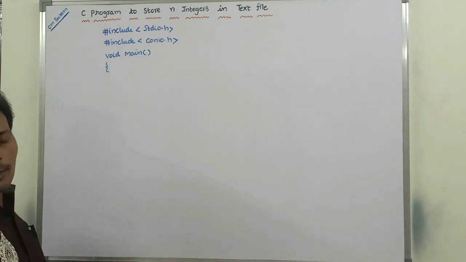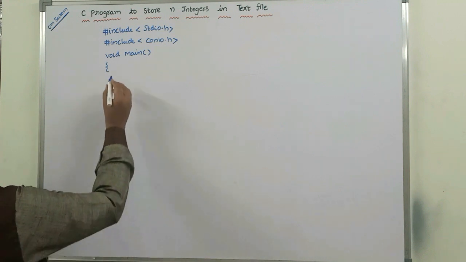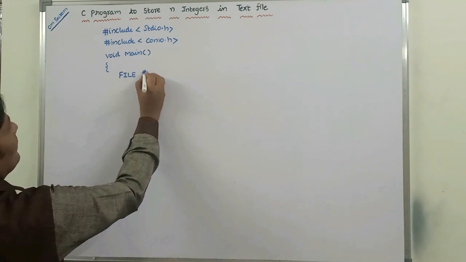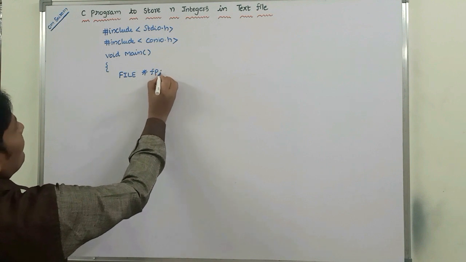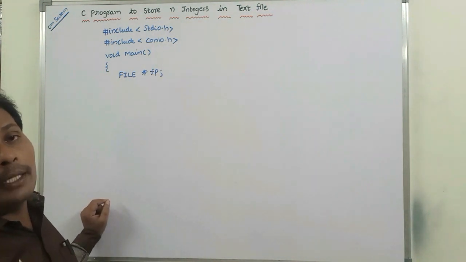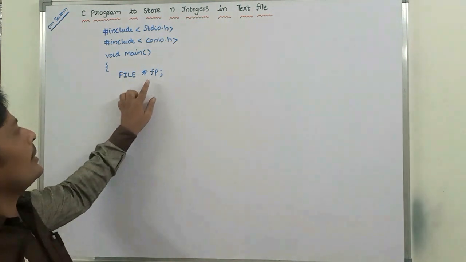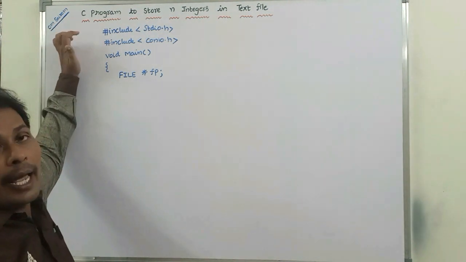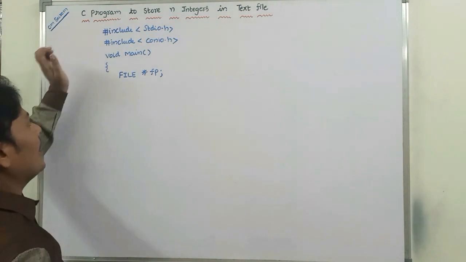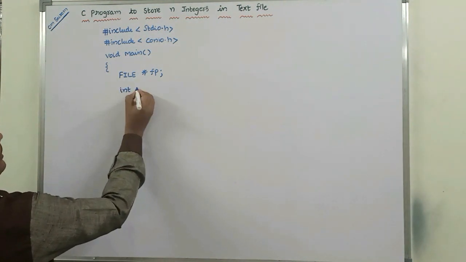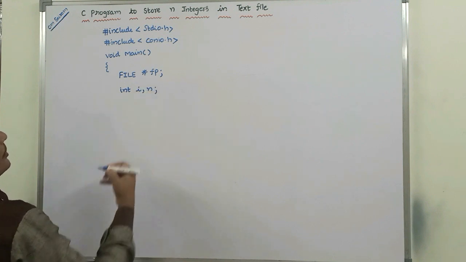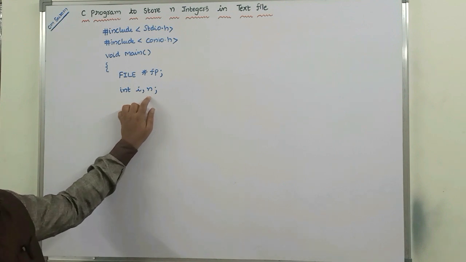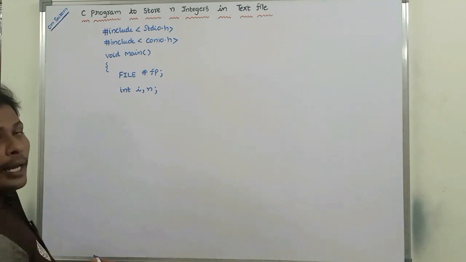First we have to declare the file pointer fp. So FILE *fp. Here fp is a file pointer pointing to a file called sample.txt. Its type is FILE. This structure FILE is included in the header file stdio.h. Next, int i, n. Here n is how many integers we have to read from the keyboard, and i is a loop variable.